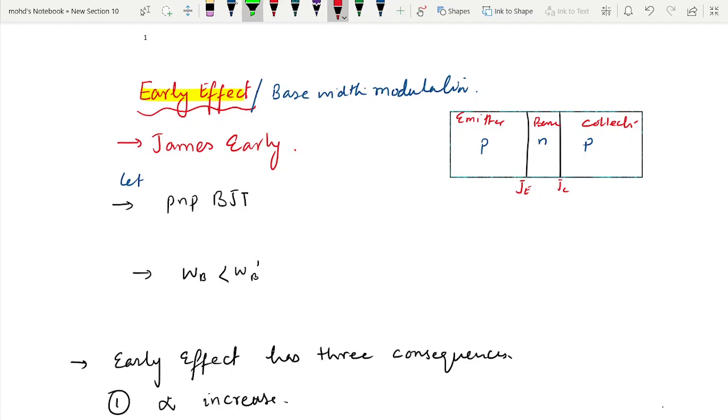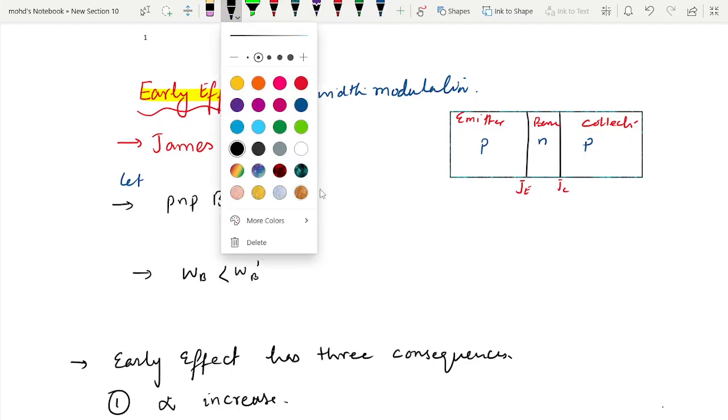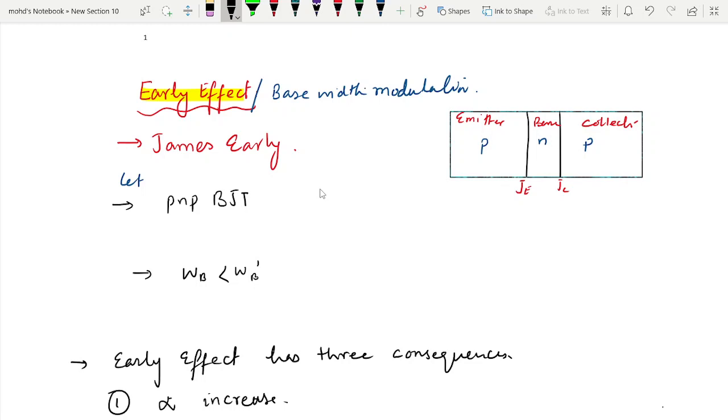And again, let's assume we have a BJT operated in active mode. So in active mode, the collector junction is reverse biased, and the reverse bias voltage is called VCB. Now, when the BJT is operated in active mode, its collector junction is reverse biased through the application of VCB.